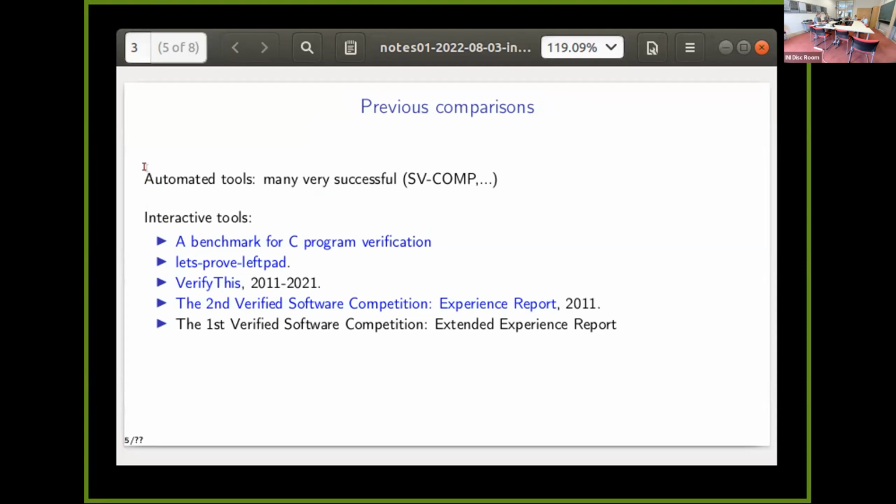In the automated tool space, there have been many very successful competitions, and those have helped drive that field. The interactive tools are kind of harder, but still, there have been at least these, probably others that I don't know about. Craig is here, might speak to this first one. All of these are good in their way, but none of them are exactly hitting the target that at least I'm aiming for here.